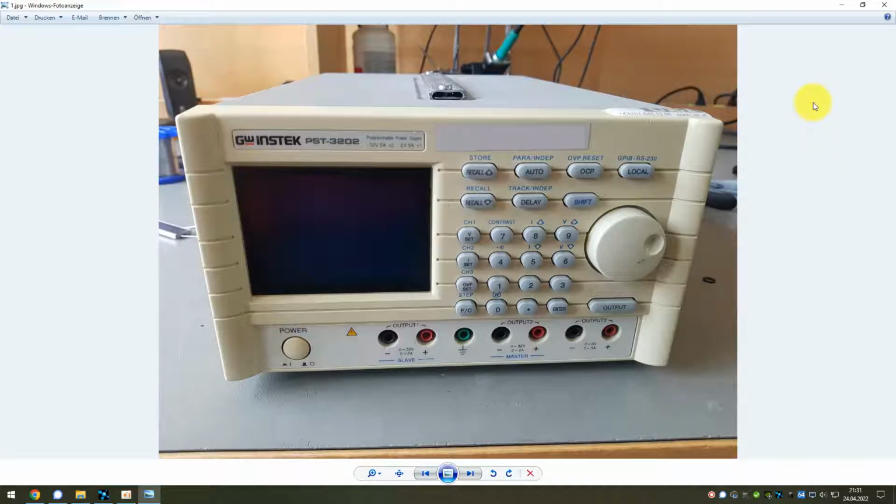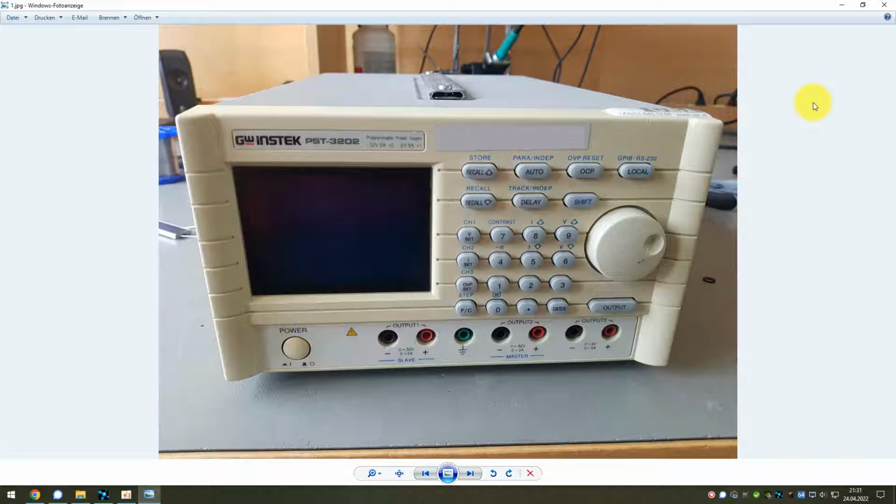Hello guys, and welcome to another repair video, or repair instruction video if you want to call it that. This time about the GWInstek PST-3202. This is a 3-channel linear power supply by GWInstek. Pretty solid and actually quite common unit.